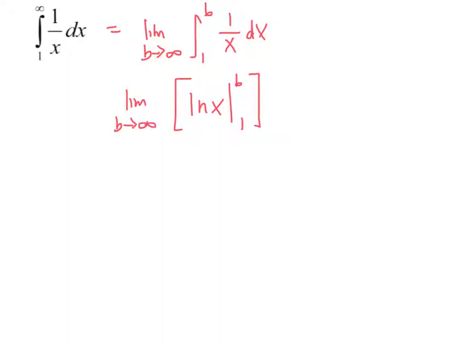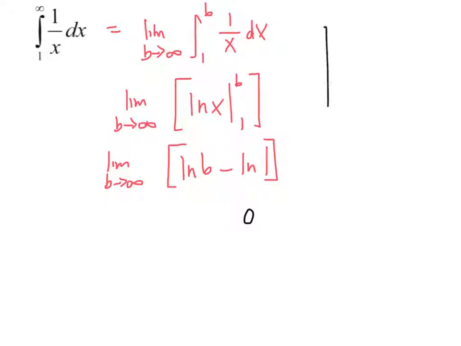So now I plug in b, plug in 1, taking the limit as b goes to infinity. Well, the natural log of 1 is 0, but the natural log of something getting larger and larger also gets larger and larger. If you think about the graph of natural log, it looks like this. It just keeps growing. So this, as b gets larger, continues to grow. Well, infinity minus 0 is infinity.